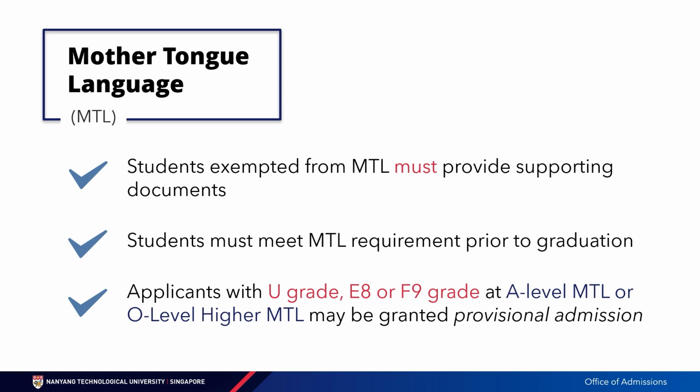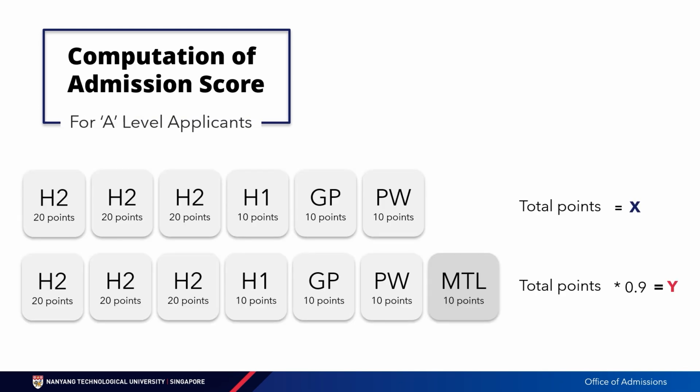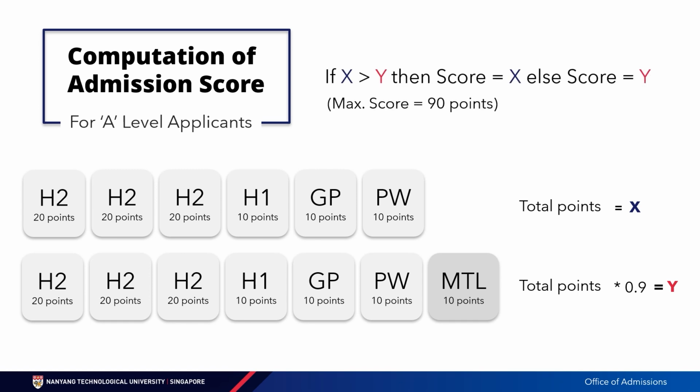I believe many of you know how the university admission score is derived for A-level candidates. There are many websites and even apps that compute it. The grade for the mother tongue subject may be included in the computation of the university score. The better of the 2 scores, that is with and without mother tongue, will be the university admission score.